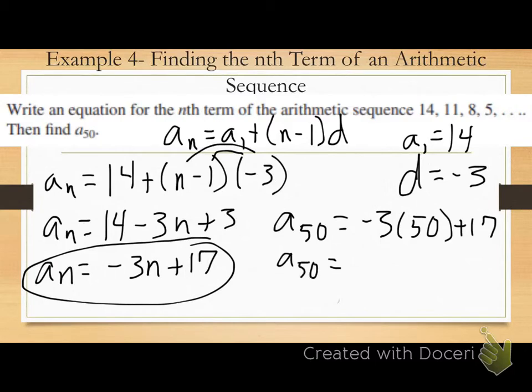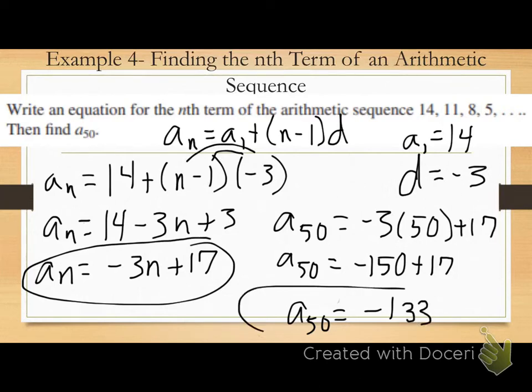What's negative 3 times 50? Negative 150. Negative 150 plus 17 is negative 133.